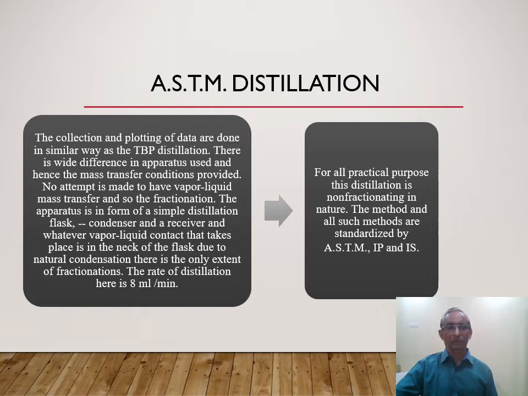The rate of distillation here is 8 ml per minute. For all practical purposes, this distillation is non-fractionating. TBP is fractionation. ASTM is non-fractionation because whenever the vapors form, you immediately condense them. The method and all such methods are standardized by ASTM, IP, Institute of Petroleum London, and IS, Indian Standards.